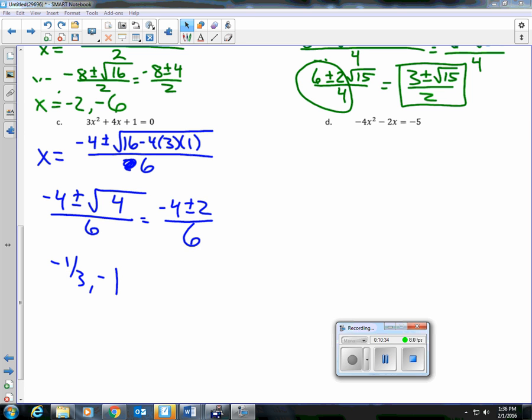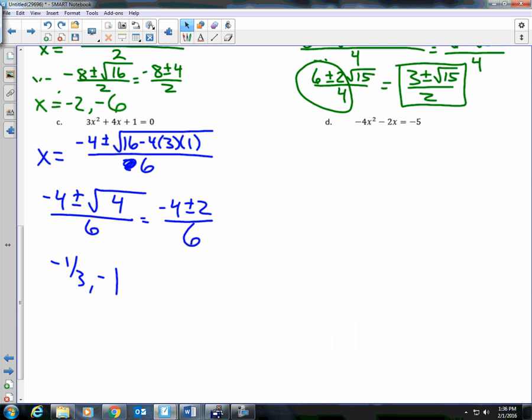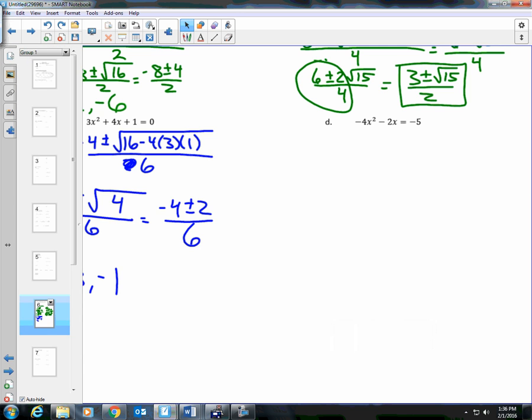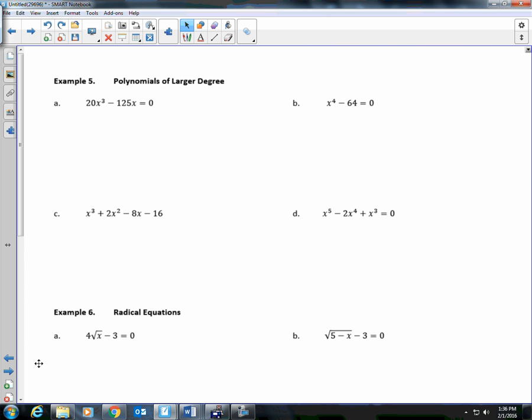So everybody, if you didn't get 4, did you get a number different than 4? Okay. All right, so very good. Reducing fractions, stuff like that. So that's a review of the quadratic formula. We'll leave D alone. It's the same type of stuff. And we'll move on to the last part that we want to do.